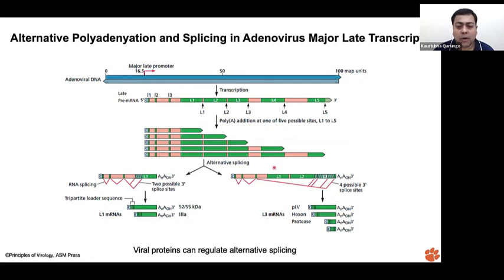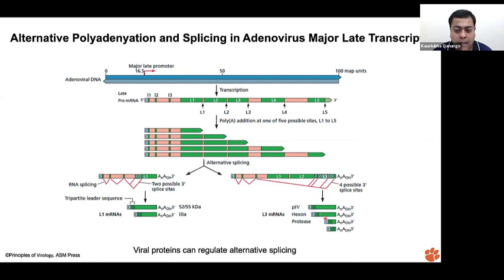On the other hand, what you are seeing right here, there is another way: there are 3' splice sites possible, 4 possible splice sites, where also you have these 5' leader sequences, just the same way that you have.